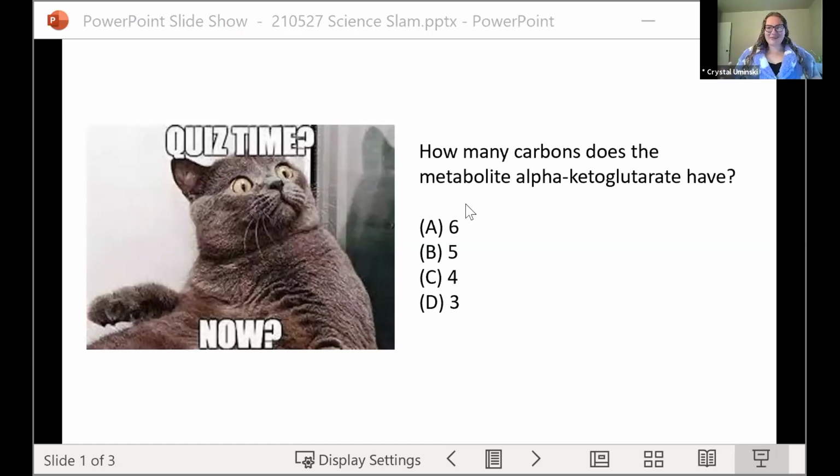So let me show you an example of what I'm talking about. This is a question I pulled off of Chegg, which means that it is a question that some poor student out there was so desperate for an answer that they reached out to the ethers of the internet, hoping that somebody would tell them how many carbons are in the metabolite alpha-ketoglutarate.